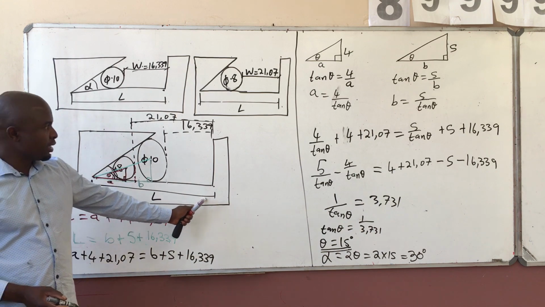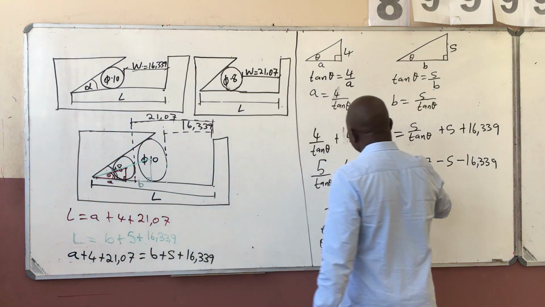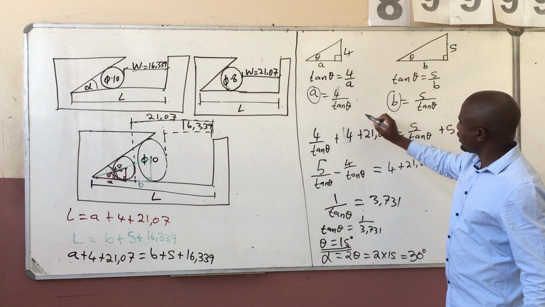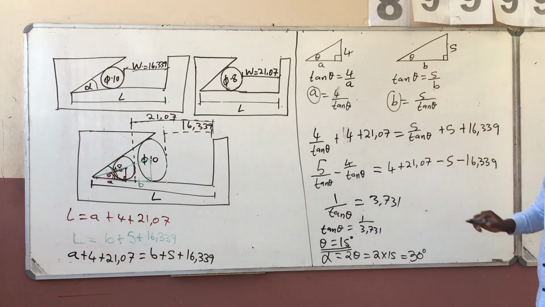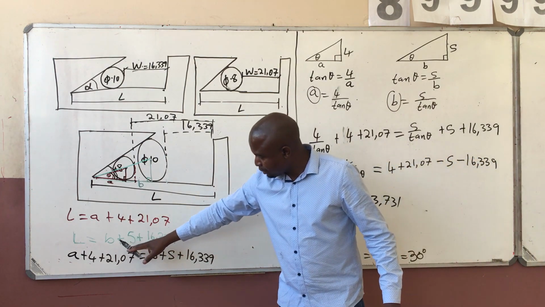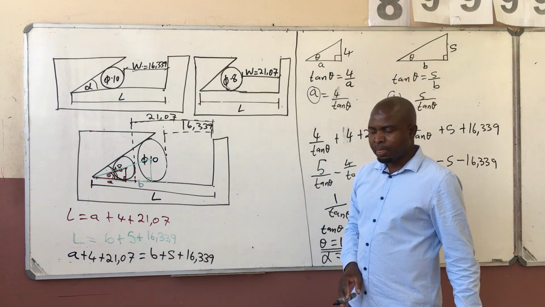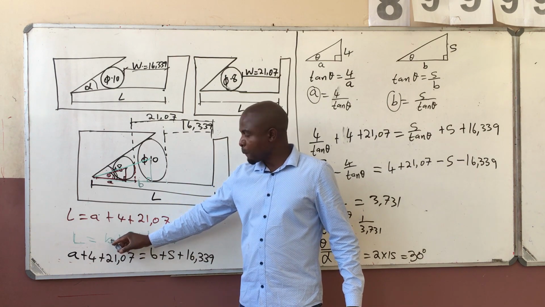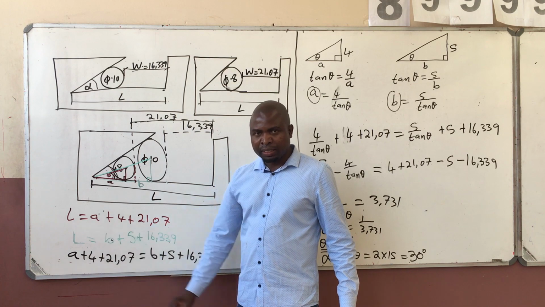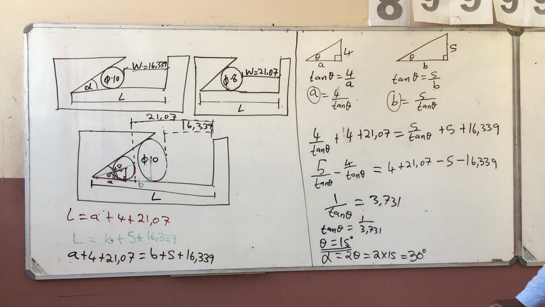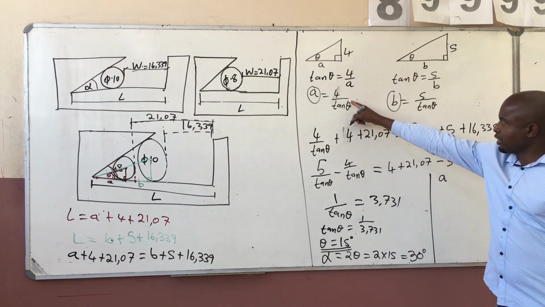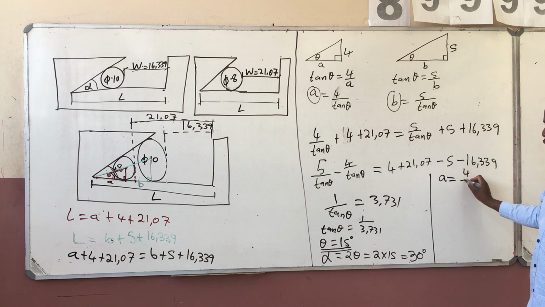So now you need to calculate the length. For us to find A and B, we need to substitute 15 so that we can calculate the length using either this equation or this one. You can calculate only A or only B, but whichever you calculate, it must take you to the same solution. So I will only calculate A. A from this equation is equal to 4 over tan 15.